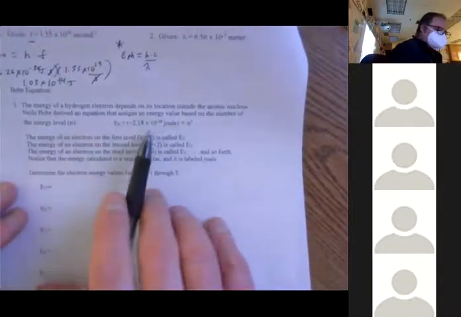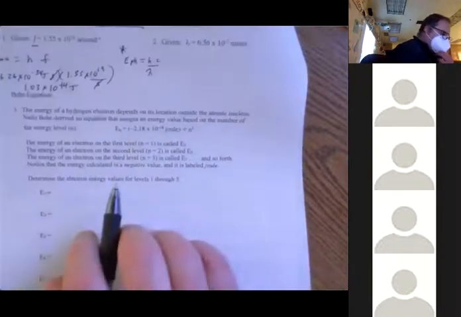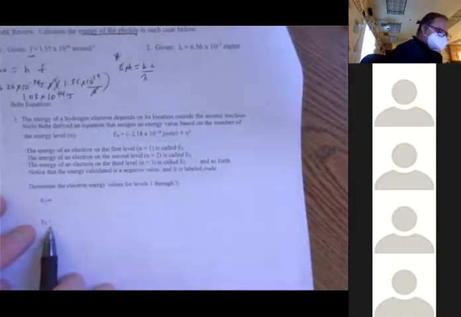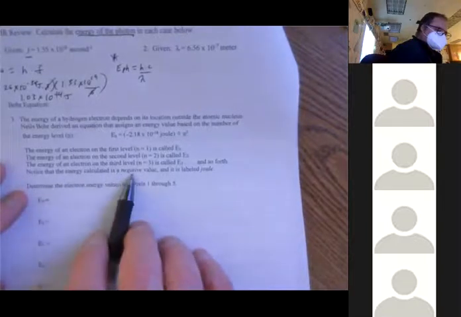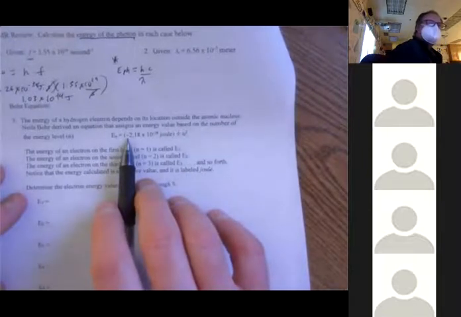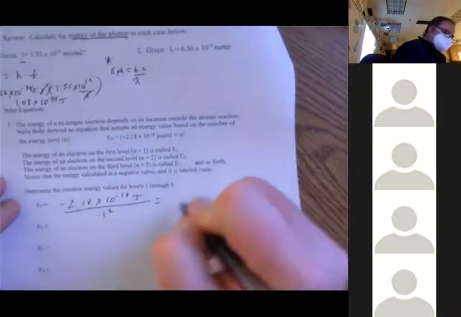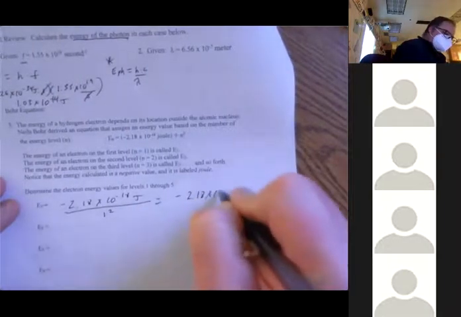So Niels Bohr derived this equation based on the energy level. So the energy of the electron in the first level is called E sub 1. Second level is called E sub 2. Notice that the energy calculated is a negative value and it is labeled in joules. So when we take the negative 2.18 times 10 to the negative 18th joules, and we're going to divide that by the 1 squared. Well, 1 squared is 1. So we get negative 2.18 times 10 to the negative 18th joules.